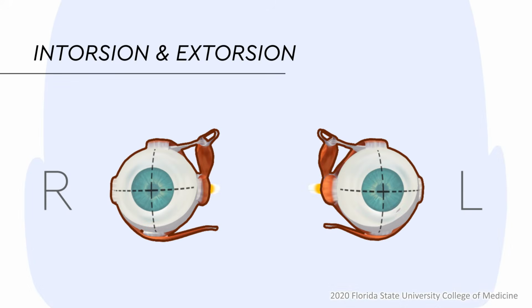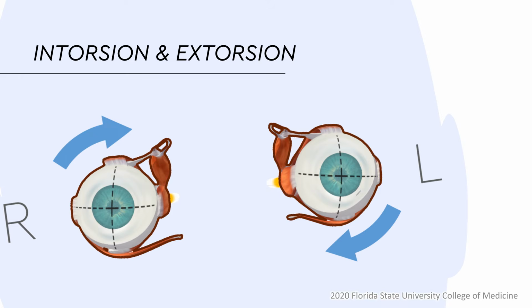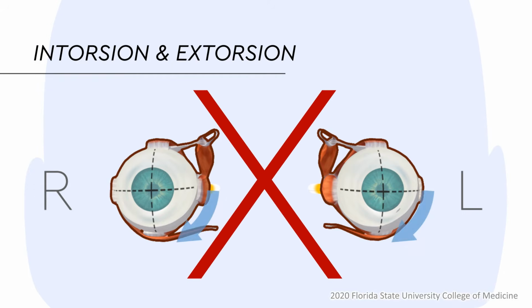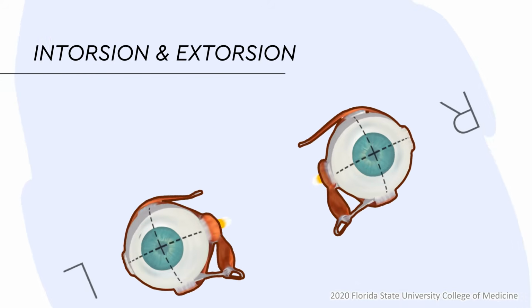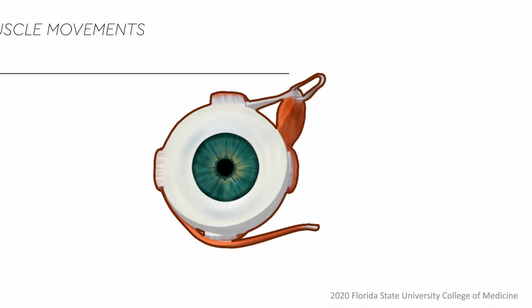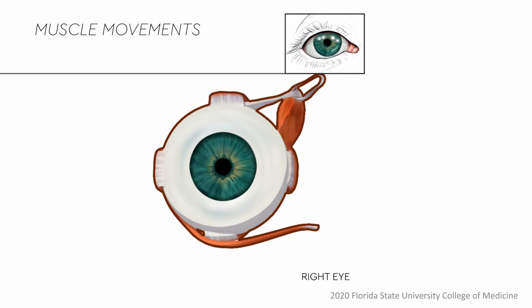In this case, the right eye has been intorted and the left eye has been equivalently extorted, so that the image falls on the same part of the retina as before the head tilt. Obviously, our eyes have a limited range of intorsion-extorsion. They cannot spin completely around within the orbit. And if we were to stand on our head, the arrow would appear to change direction and appear to point inferiorly.